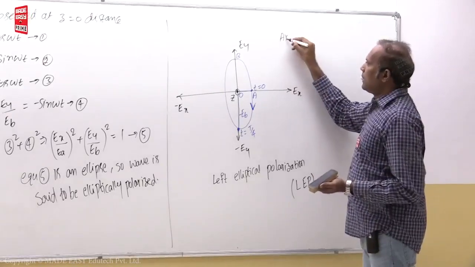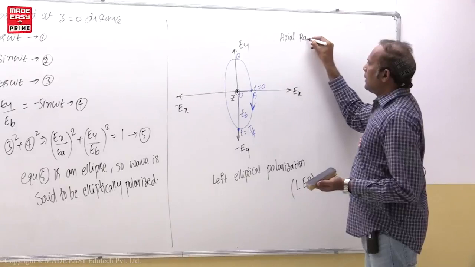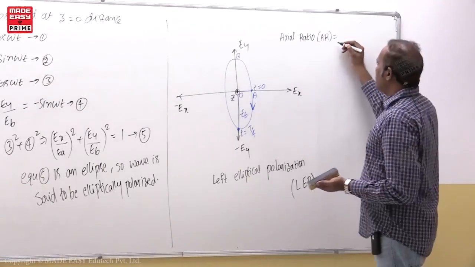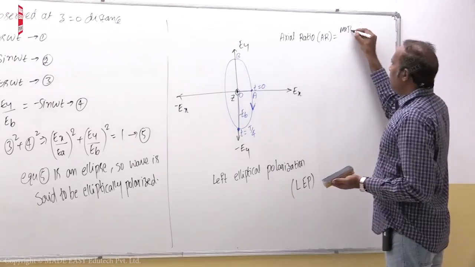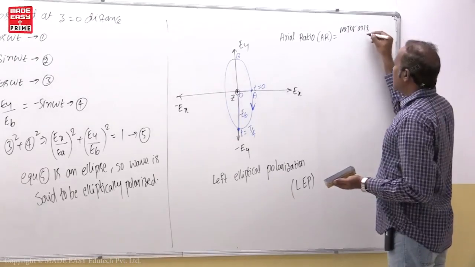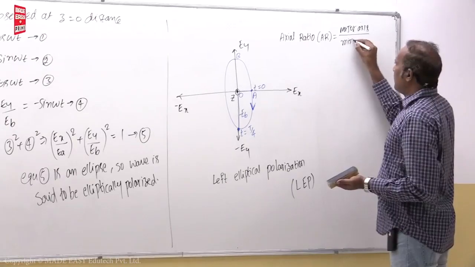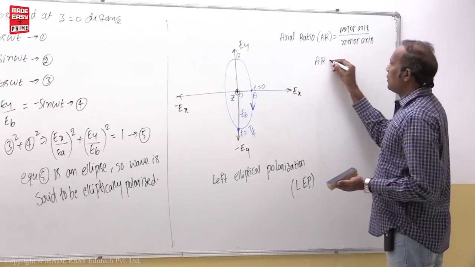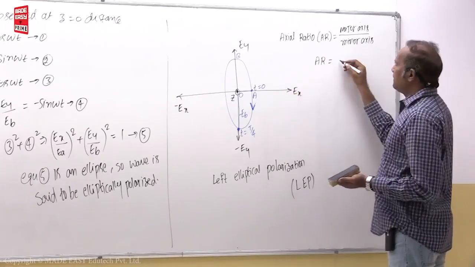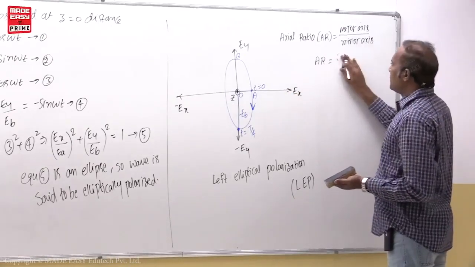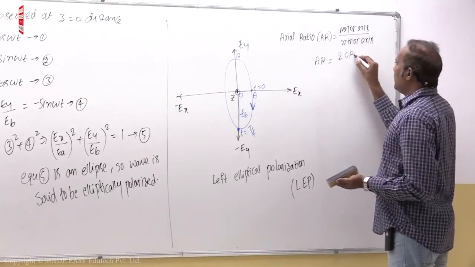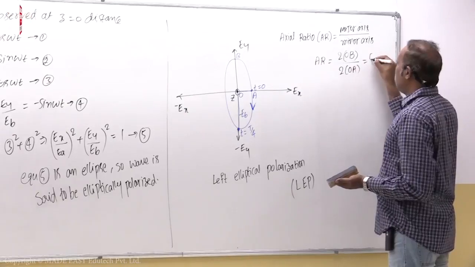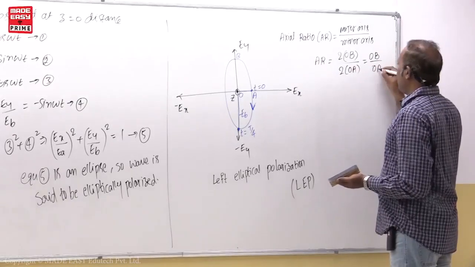So here axial ratio, simply called AR, is defined as major axis divided by minor axis. So axial ratio here is defined as major axis, 2 times OB, divided by 2 times OA. Simply that is OB divided by OA, 2 cancel.